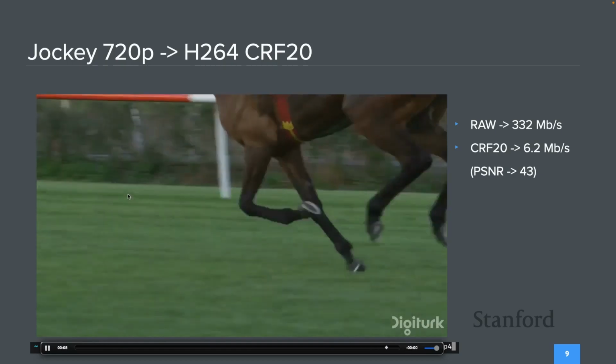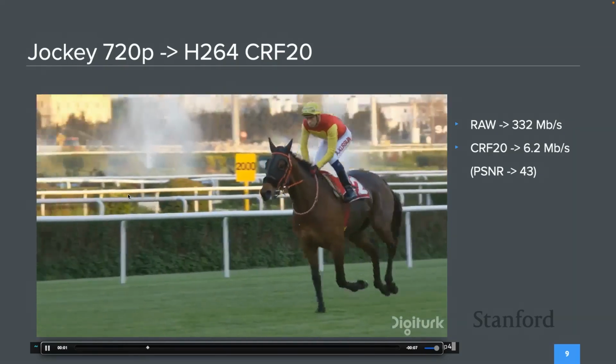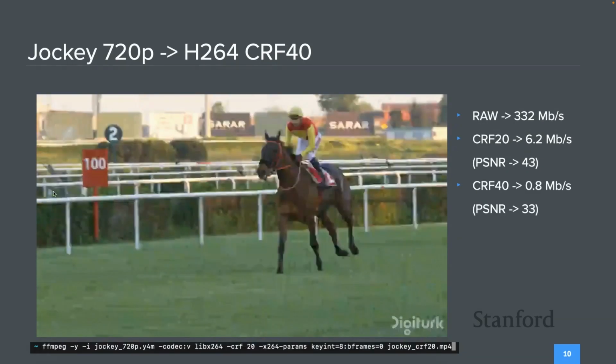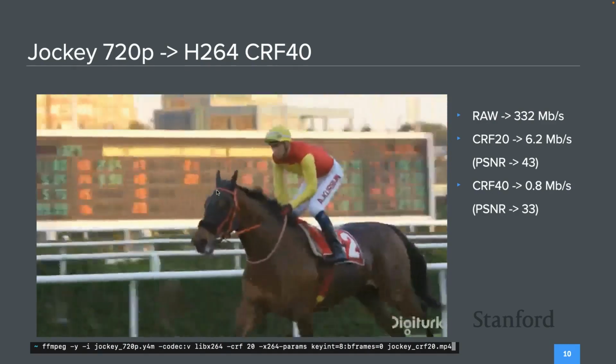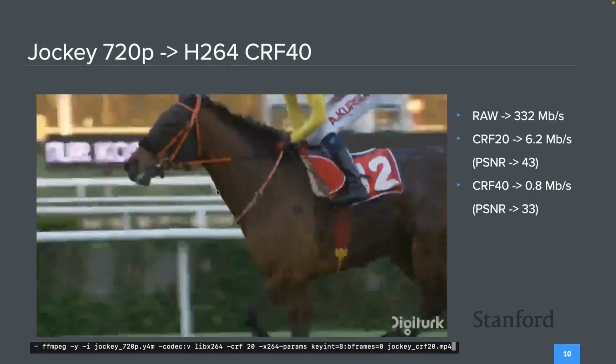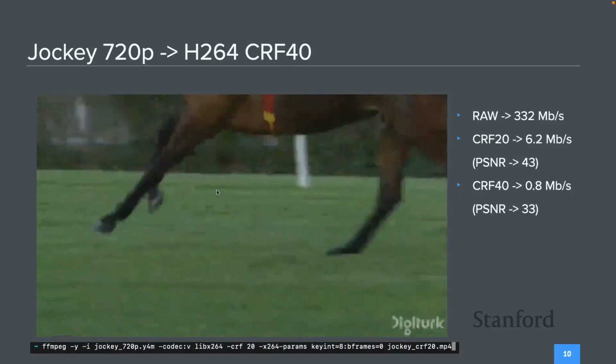Depending on the application. So, okay, let's go ahead. I'm going to use, again, the same command, the X264 codec, to encode it at CRF40. So this is a more aggressive compression level, and you'll see that we get much better compression, right? It's 0.8, it's even 6x lower. But at the same time, if I play the video, some of you might notice, some of you might not, but there are a bunch of artifacts which crop up.